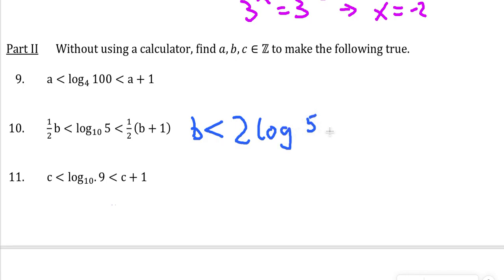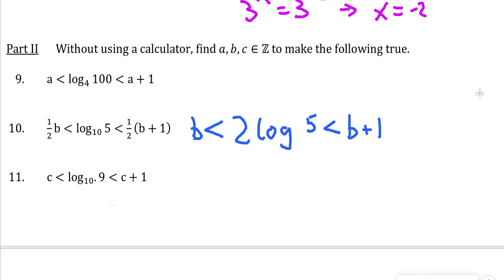Or I'm just going to write log 5. I don't care about base 10. Less than b plus 1. How about that? So, can we make this true? Well, what this basically means is that b and b plus 1 are one integer apart. They're one apart, and so 2 log 5 has to be between those two numbers. And remember, b has to be an integer.